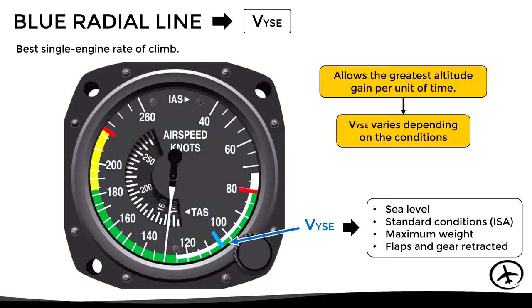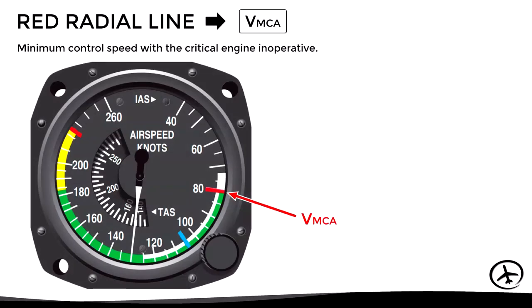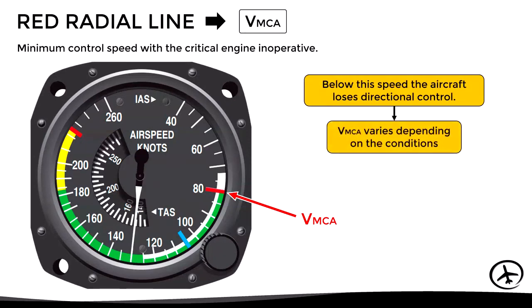The other instrument marking that we will find in a twin-engine aircraft is the red radial line, which represents the minimum control speed. This is identified as the VMCA, and it is the lowest speed at which the aircraft can maintain directional control when the critical engine is inoperative. However, this speed does not have a fixed value either, since it varies depending on conditions.